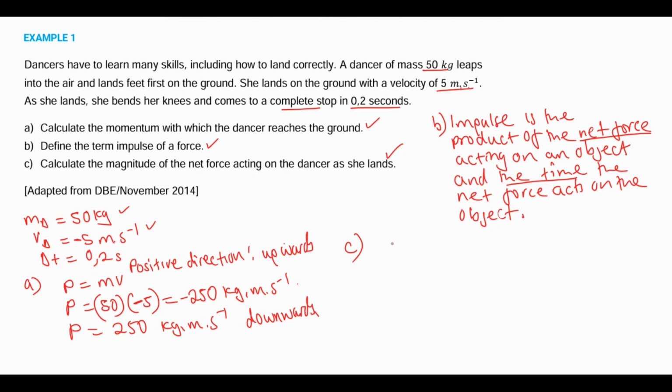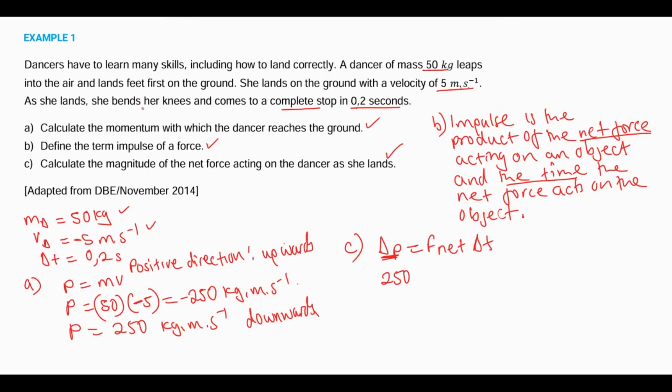And then C, calculate the magnitude of the net force acting on the dancer as she lands. We're going to use this formula: delta P is equal to F net times delta T. We managed to get our momentum here. Remember, this is not momentum, this is change in momentum. So the change in momentum is 250 kilograms meters per second, because it's changing from 250 to 0.